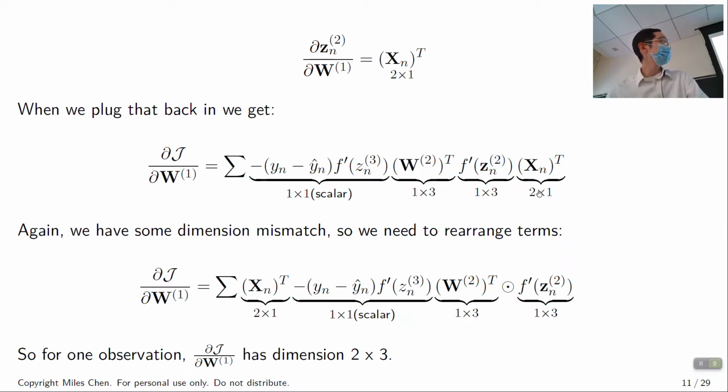Right, so this is what we have here. And again, the dimensions don't line up. The result needs to be a 2 by 3 matrix. And so what I end up doing is bringing this to the front so that we end up getting the dimensions of a 2 by 3 matrix here.